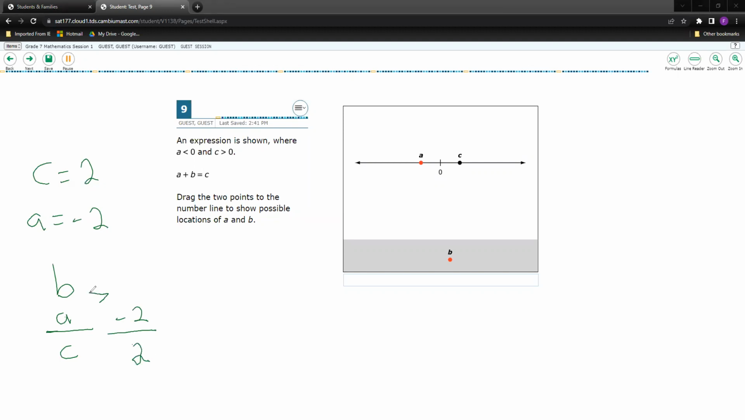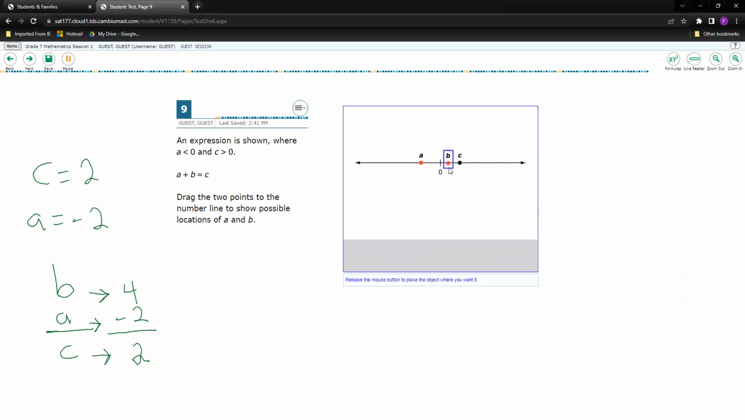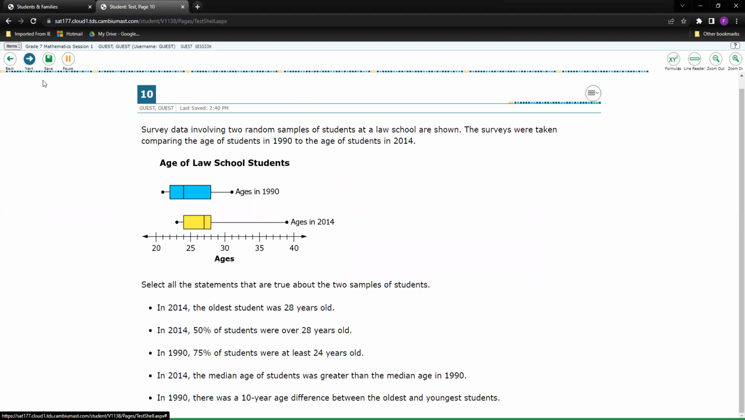So B needs to be a number that when I subtract 2, my answer is 2. So what number minus 2 is 2? That would be 4. So I know that B has to be placed to the right of C. And that's what they're looking for. I cannot place it there because that won't give me the right result. It has to be larger than C to overcome this deficit right here. And so it is.